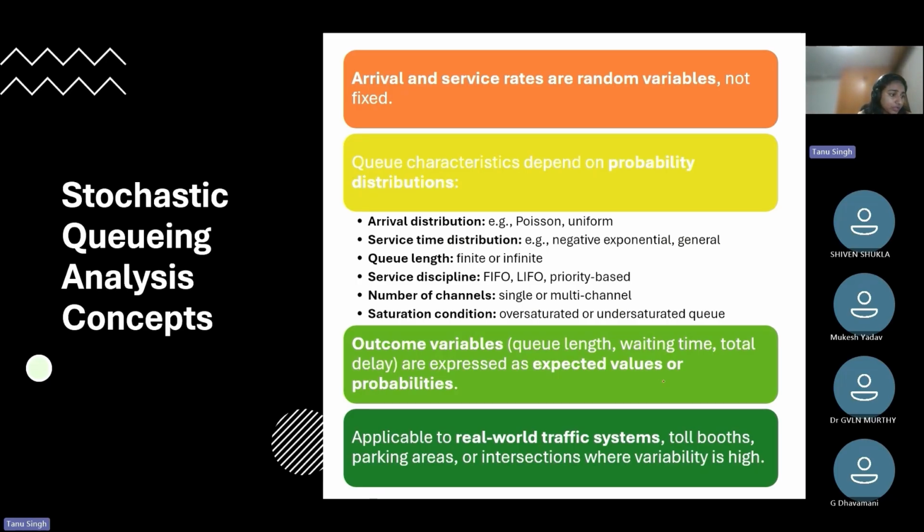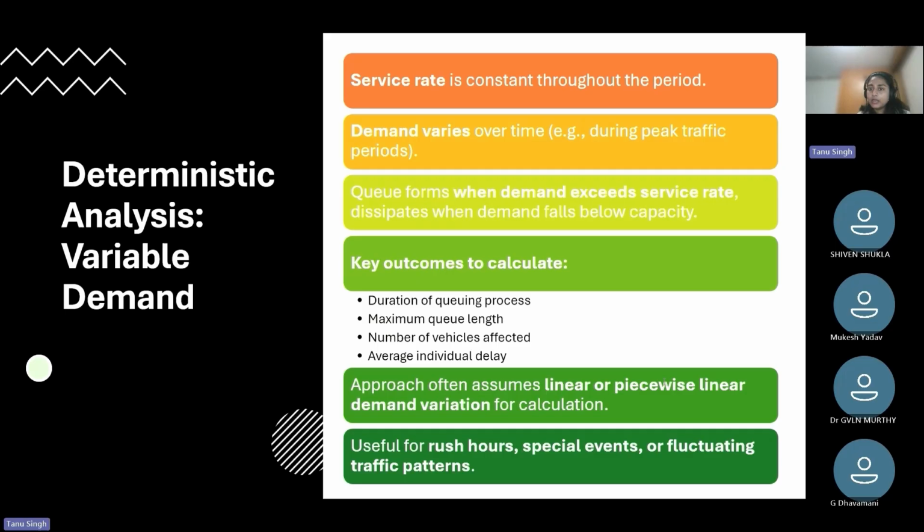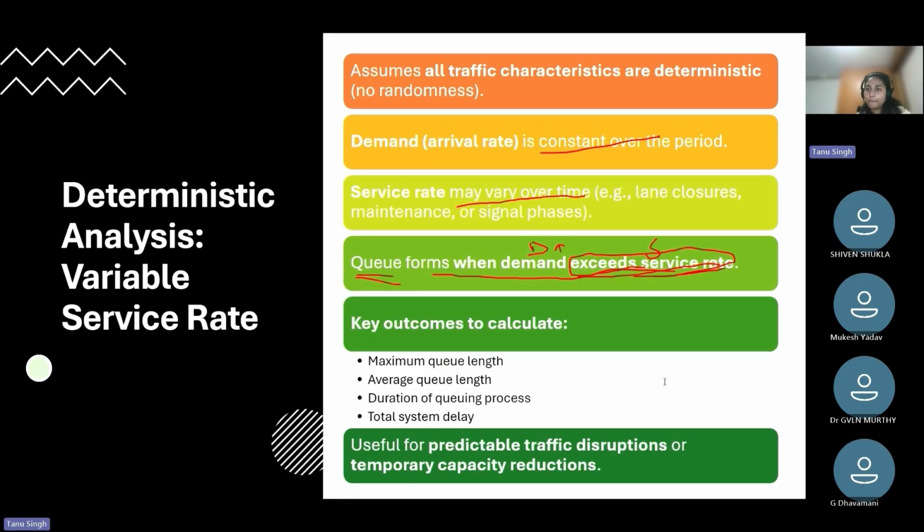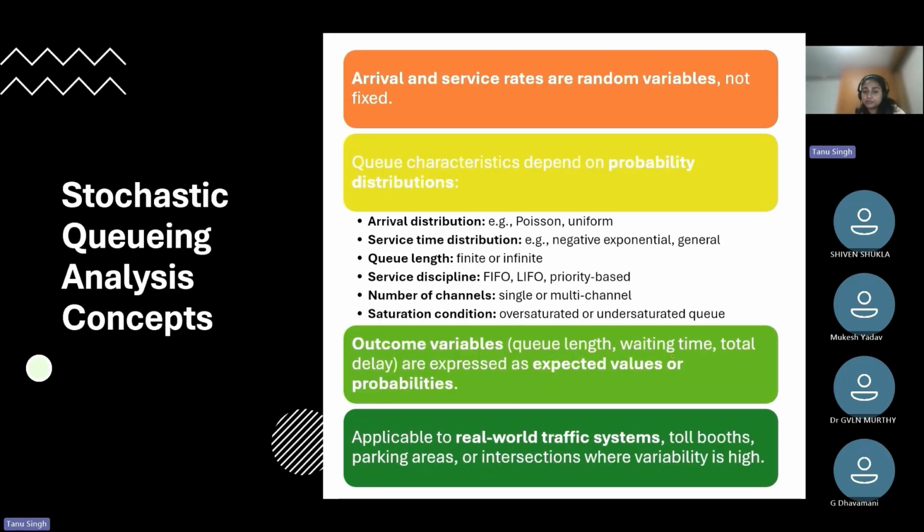So the first study that we discussed is mainly done for lane closure, maintenance, or signal phases, where we have stopped the vehicles for a particular time, and we know the particular time till it has been stopped, or the particular signal cycle timing. But in real traffic conditions the variability is high. We don't know how much time it will take for a vehicle to get parked or at a toll booth.